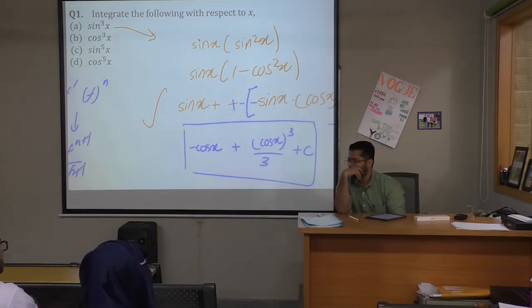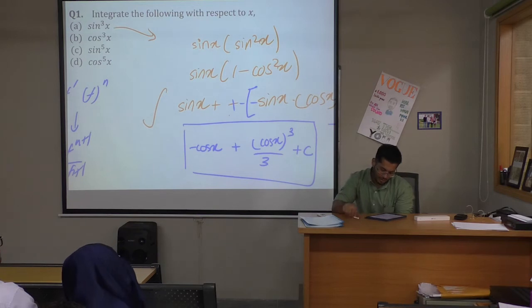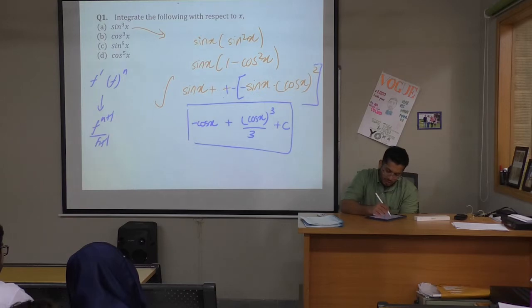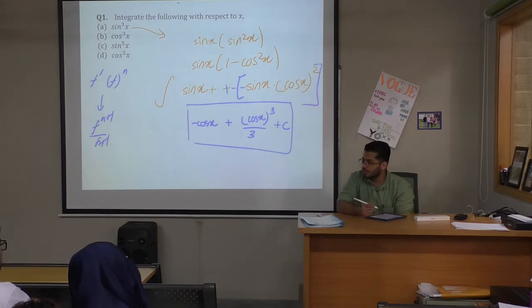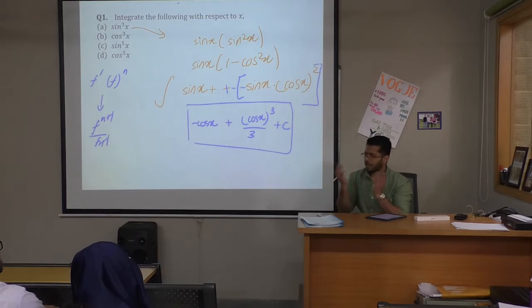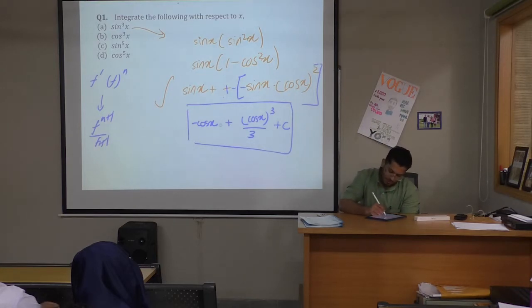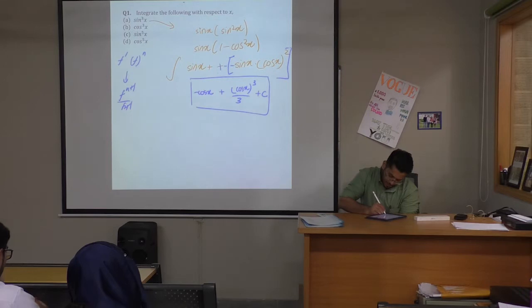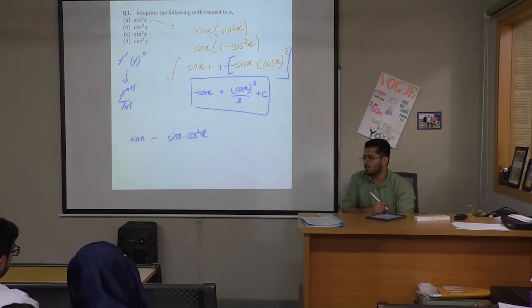Which part? The second step. I had to integrate a sine cube. Okay, I pulled out a sin x, so I'm left with sin square x. Sin square x I can replace with 1 minus cos square x and multiply it. So basically, I'm left with sin x minus sin x cos square x. This is what you are left with.